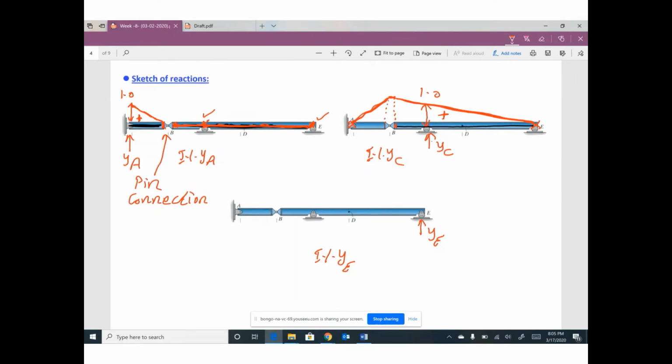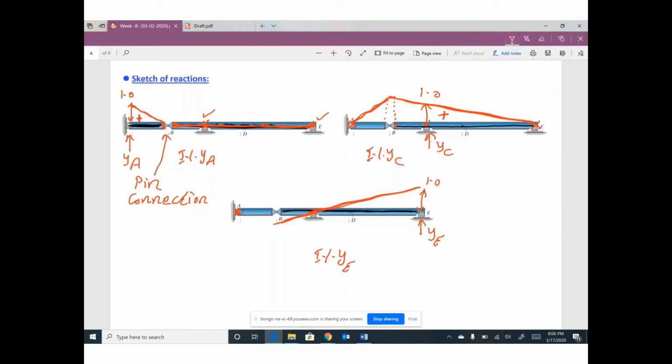Influence line for YE, push support E up by 1. Any other support, no movement, no movement. What should I do? Keep in your mind that I'm still reminding you, this part of the beam is one unit, must be one line, one straight line. So the new shape of this beam looks like this. One line.